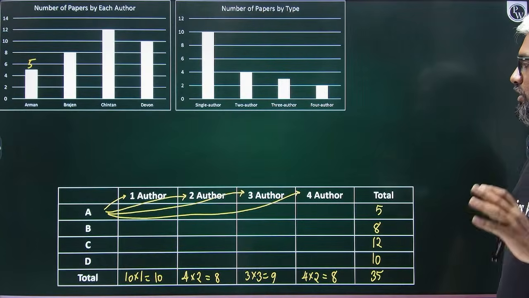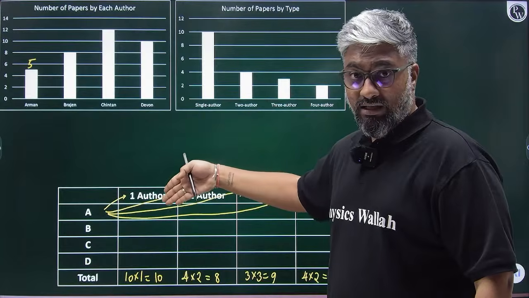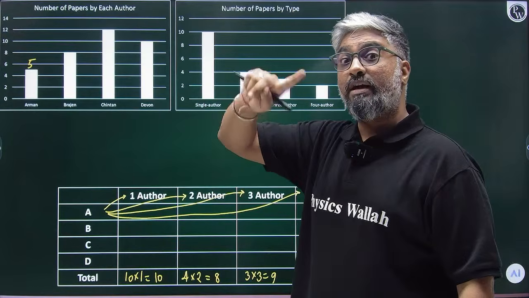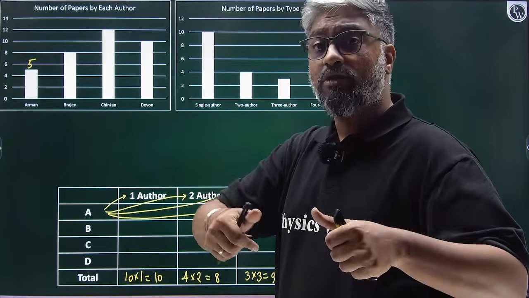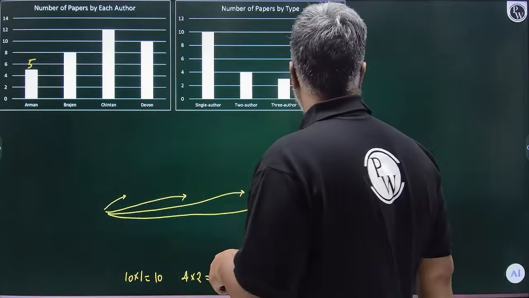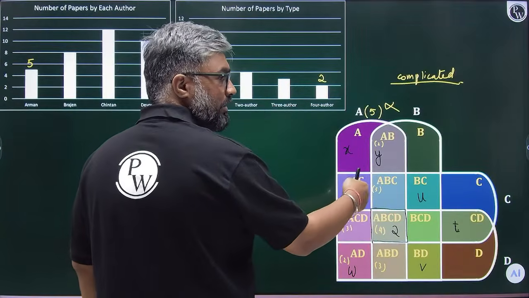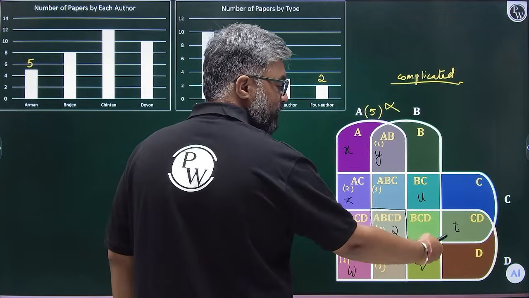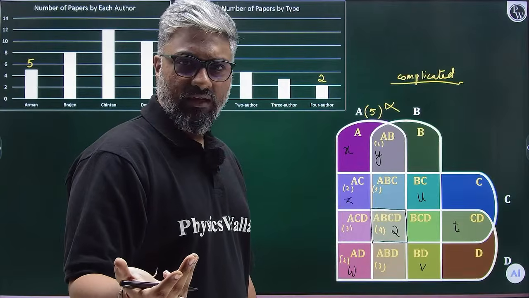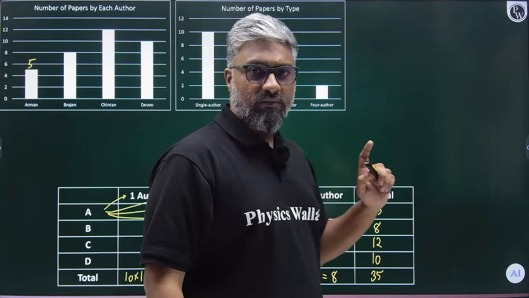Good to go? So now rather I would use this method than using a Venn diagram, because Venn diagram is asking for specifics. A and C together, how much they are writing. B and D together, how much they are writing. That's not possible for us to find. So this would be the best way to go ahead.